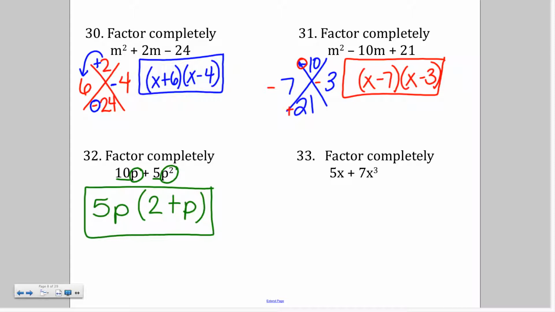All right, the next one. We look at our numbers. Is there anything that goes into 5 and 7 besides 1? No. So now let's look at our variables. We have x in both of them, and x is our smallest. So if we take that out of both of them, we're left with 5 plus 7x squared.